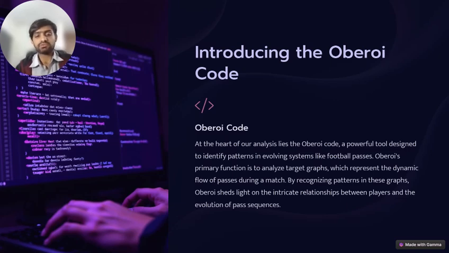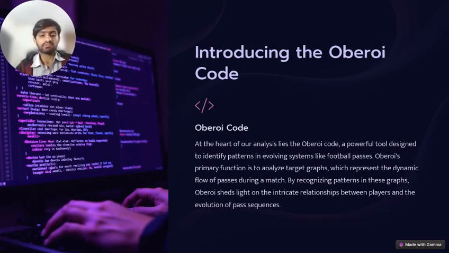The second thing is that this tool leverages the concept of dynamic graphs and graph isomorphism, which helps us to compare teams' strategies at different times or even across matches. For example, it can detect a recurring formation like a triangular passing setup regardless of the players involved. Moreover, by using the Oberoi code, we can analyze not just what's happening on the field, but also how the team strategies adapt and evolve, providing valuable insight for coaches and analysts.